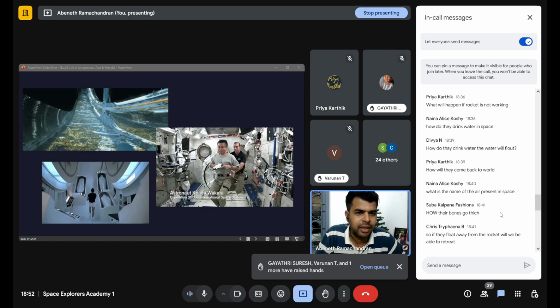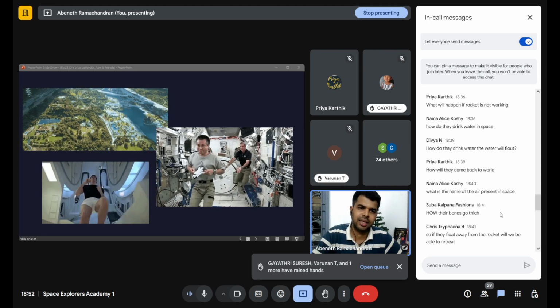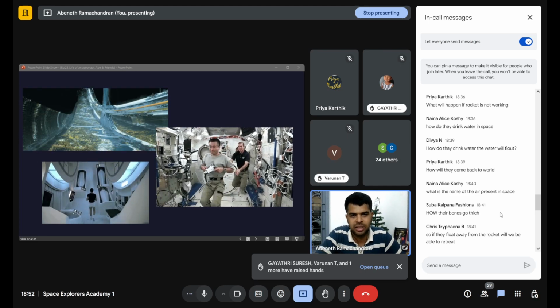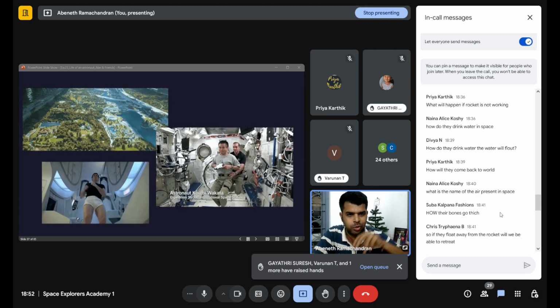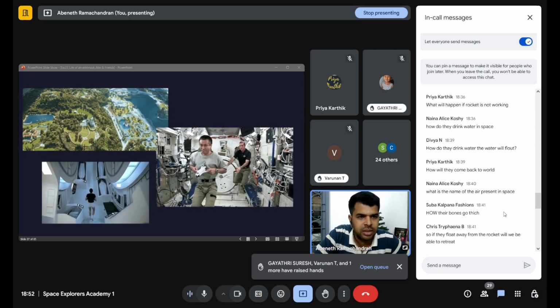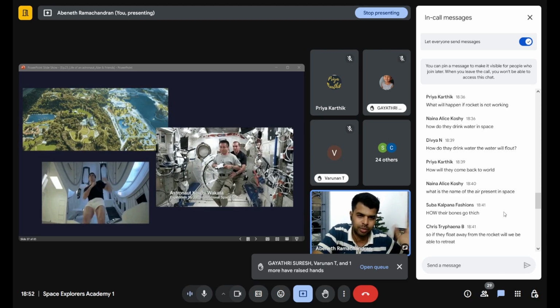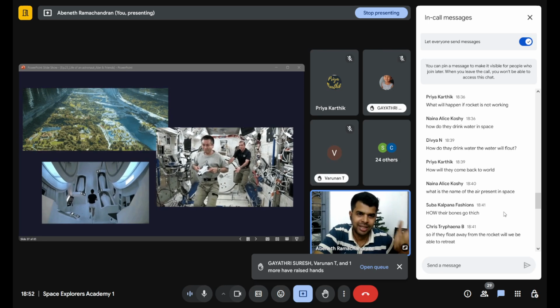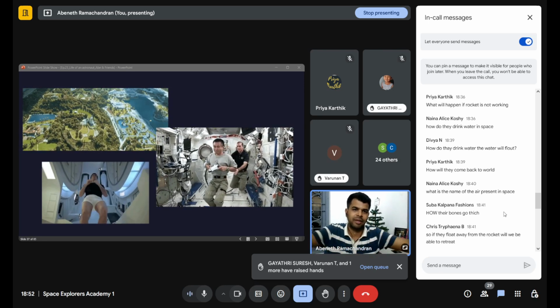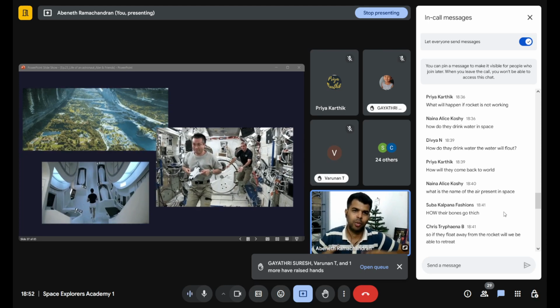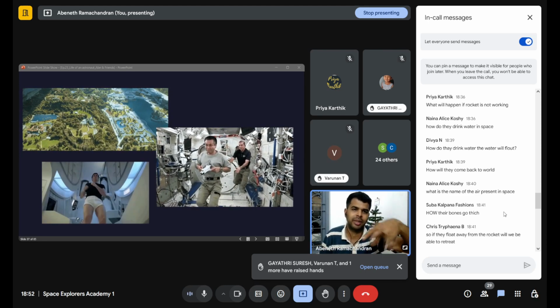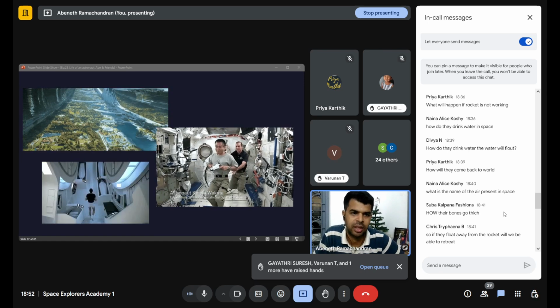How will they come back to Earth? Using a different lander. They use the SpaceX Dragon capsule, which is the lander that is used for coming back to Earth. What is the name of the air present in space? There is no air in space, so there is no pressurized air. Everything is sent away by the sun's radiation. Only on the surfaces of the planets there is a little bit of air. That is the only thing that you can find.